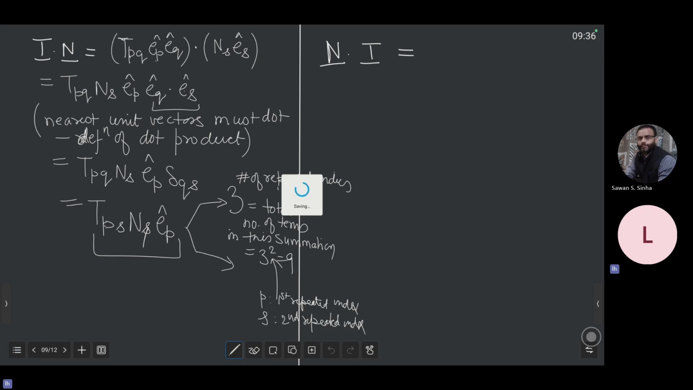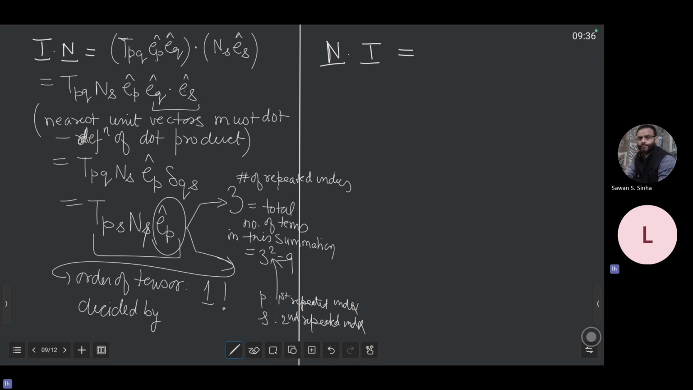Okay, so that was my first question. The second question is: is the order of the tensor decided by this? Okay, so this is as simplified as it can be. Now nothing more can be simplified. We don't have any other information. I am going to leave it like this. tps nsep.